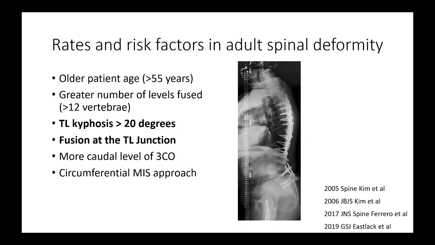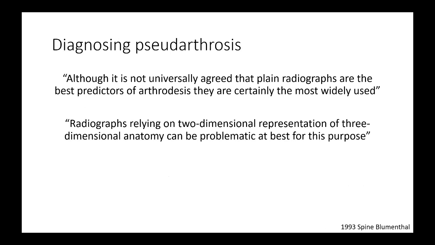When they did their multivariate analysis, risk factors included fusion at the thoracolumbar junction, older patient age, greater number of levels fused, and those with thoracolumbar kyphosis greater than 20 degrees. The ISSG also found a more caudal level of 3-column osteotomy. And then Dr. Isak also found that while circumferential MIS has lower infection rates, it may have a higher rate of pseudarthrosis.